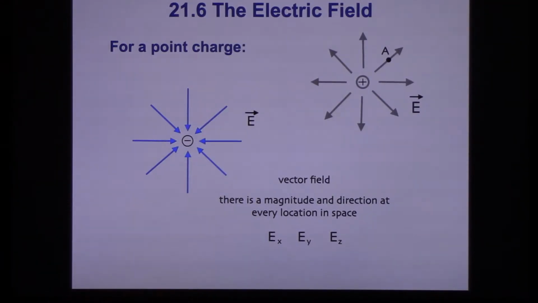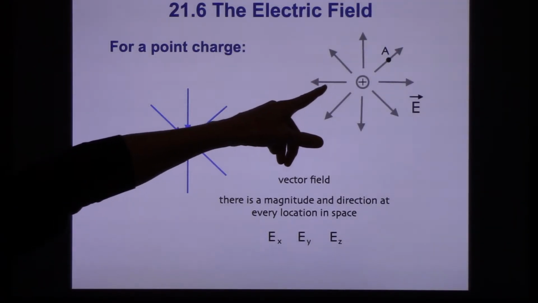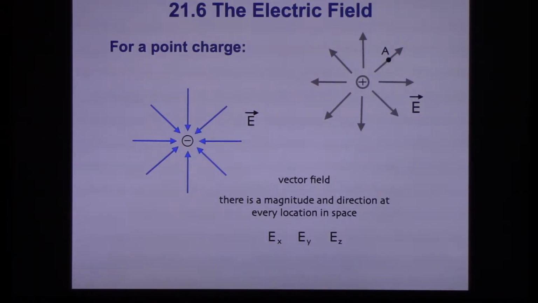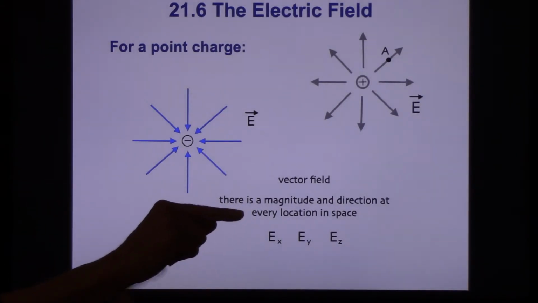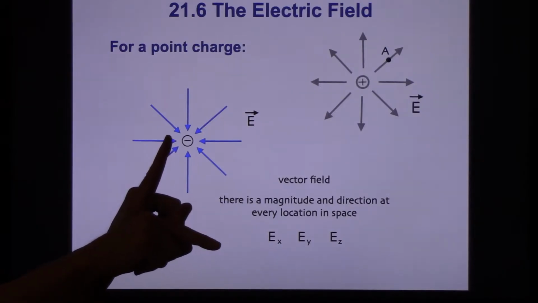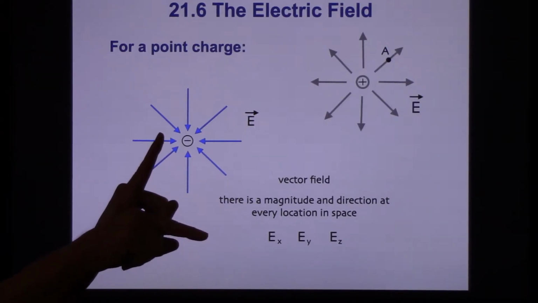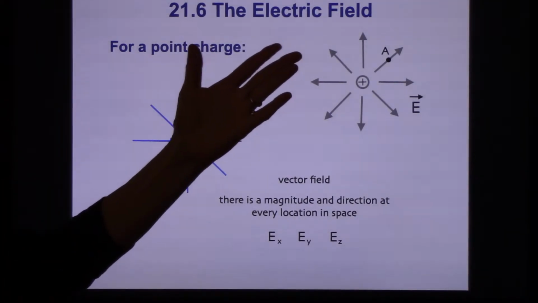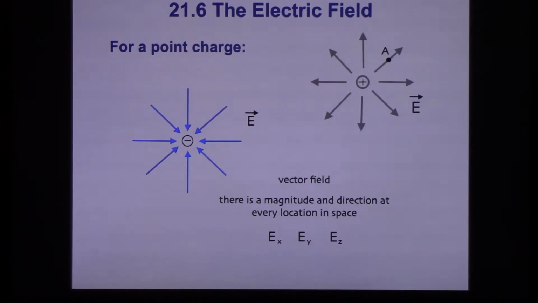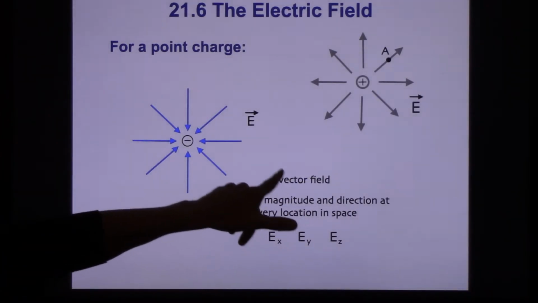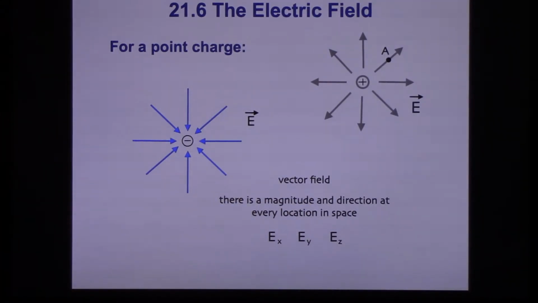There is an EX component, there's an EY component, and an EZ component. Now, for point A that we've got there, if we use a standard coordinate system, it looks like there's an X component and there's a Y component and there's not a Z component. And the X and Y components are kind of the same, and the overall direction is roughly at 45 degrees. So that's what a vector field refers to.